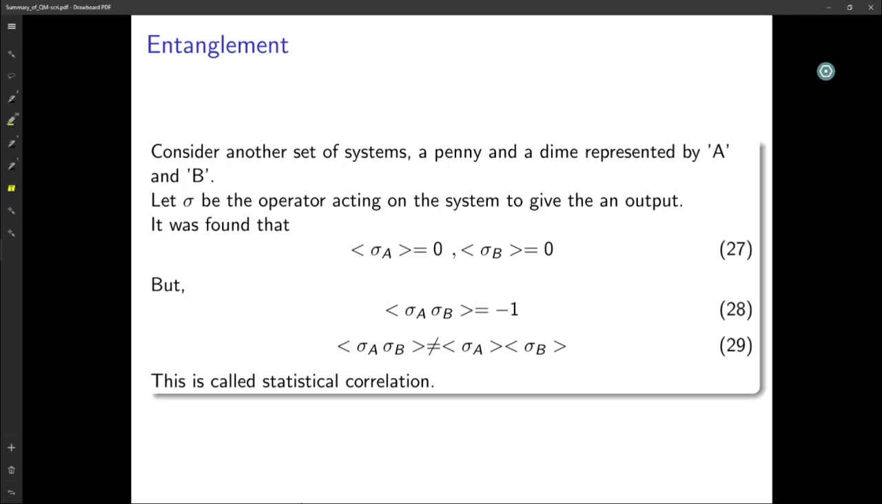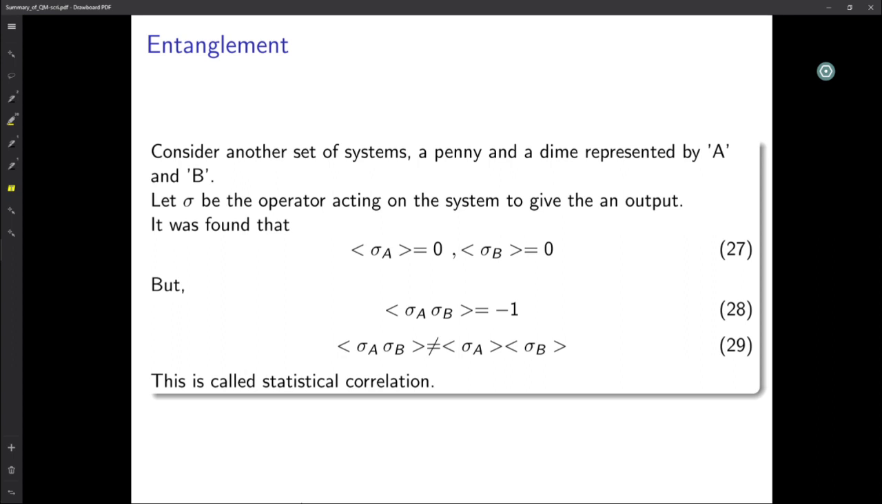And so let's consider another set of systems, a penny and a dime, say A and B. So again, sigma is the operator acting on the system. So to give the output, say sigma acting on a penny gives me +1, and sigma acting on a dime gives me -1. So say there are two people really far away, A and B, who are going to be taking the penny and the dime. And then the person C is the one who randomly gives the penny and the dime to the specific people. After they get their specific penny or dime, A and B start to observe what they have got.